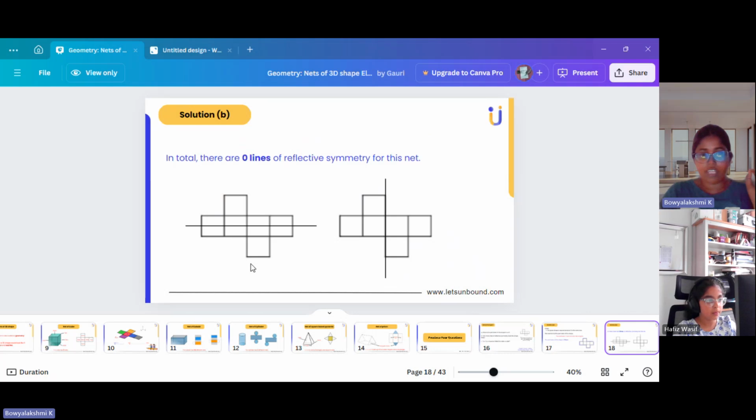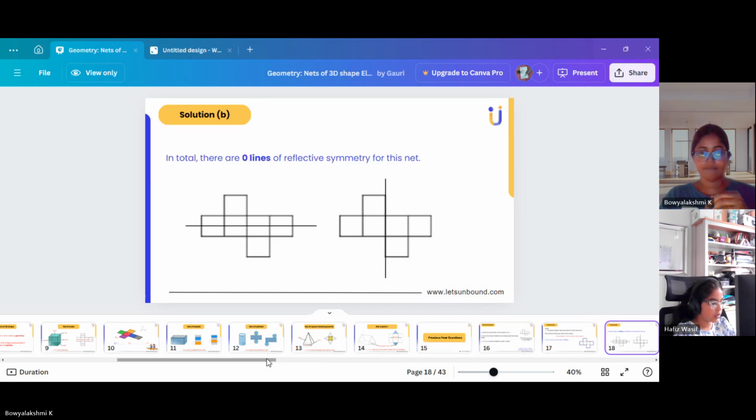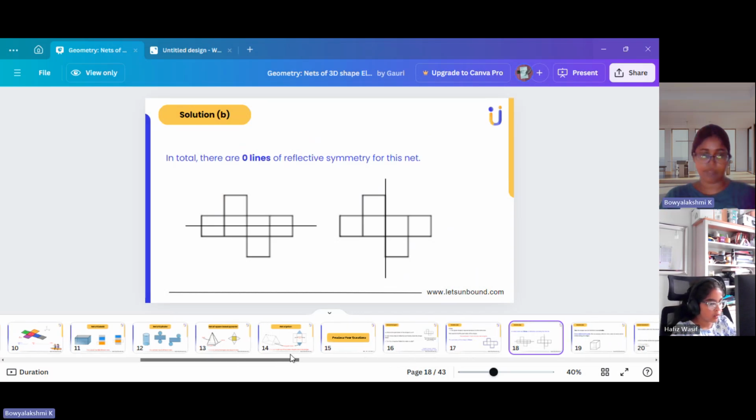Horizontal line, if I draw like this and you try to fold it up, one will not overlap with the other. So it's not symmetrical. Vertically, if I try to draw something and you try to fold up, one square is above and doesn't have any pair, and one square is below that doesn't have any pair. So that's why it is not possible here too. So there are no lines of symmetry.